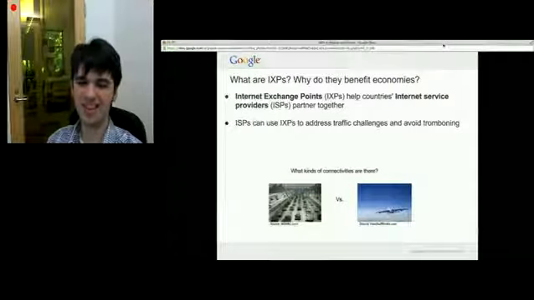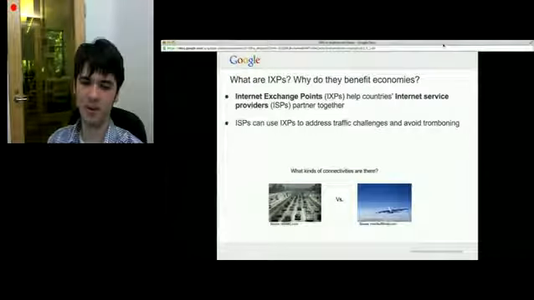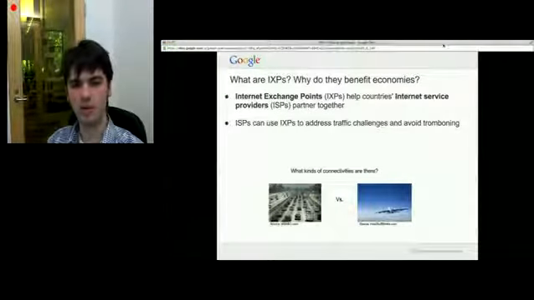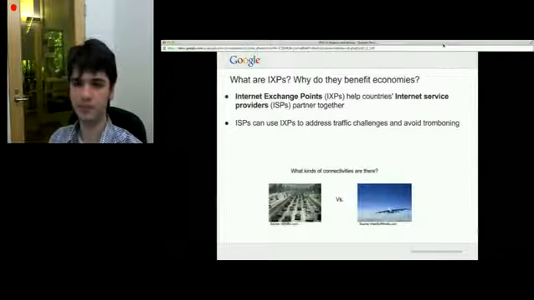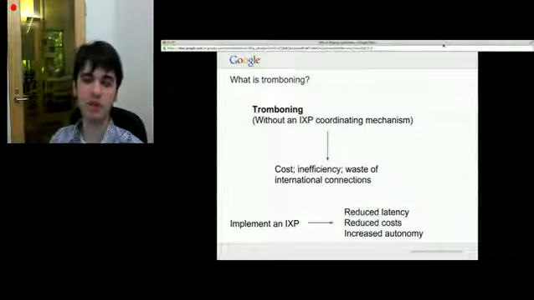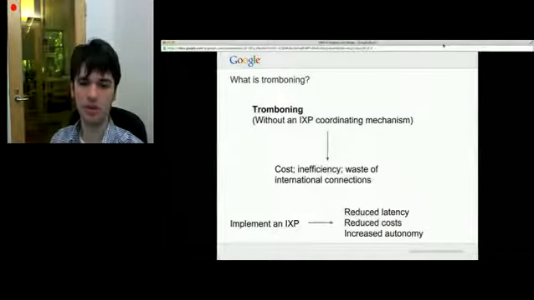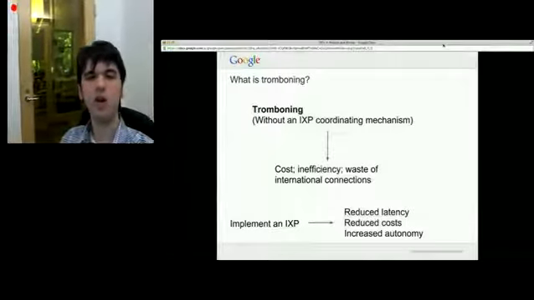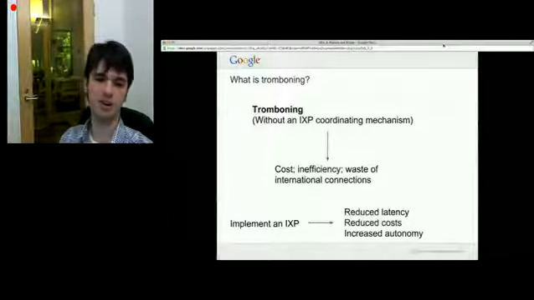You see these two ways that data can be handled via transit, and we'll get to what the traffic challenges can look like in a moment. So tromboning. Tromboning is when one uses an international, costly connection to get data from one place to another, when one could use a domestic connection, which would be cheaper.